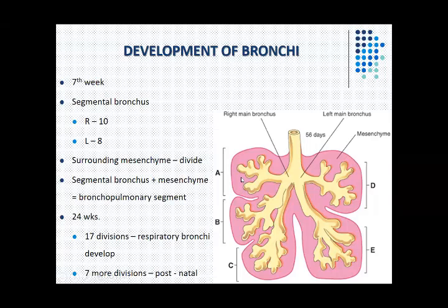So by 24 weeks, you have around 17 subdivisions of respiratory bronchi, और इसमें respiratory bronchi भी develop हो जाता है. तो ये जो हमने tertiary bronchi, फिर lobar bronchi और segmental bronchi था. Segmental bronchi के बाद you have 17 subdivisions. Ultimately, you have the development of the respiratory bronchi at 24 weeks of development.